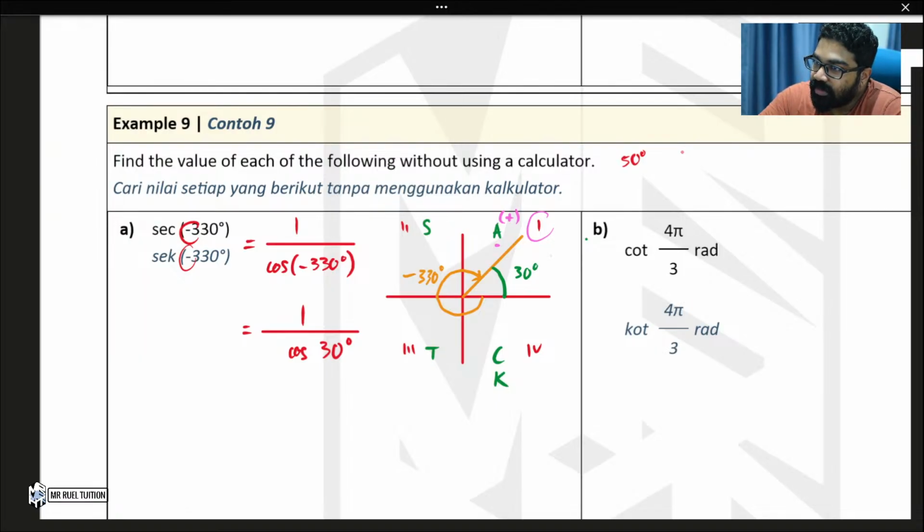Positive, right? Okay. Now you check tangent 50. Positive, right? Okay. All positive. Right? Okay. When we enter the second quadrant, only S is positive. S is sine. Only sine is positive.